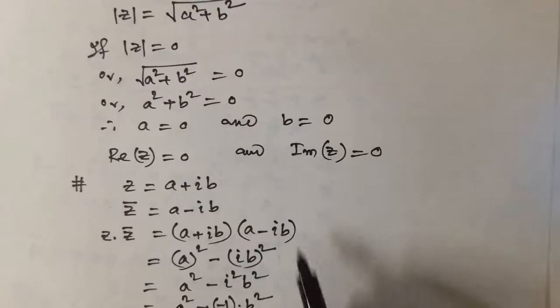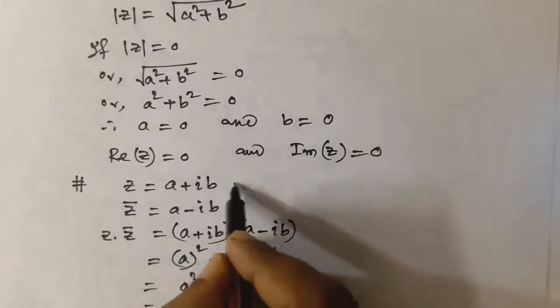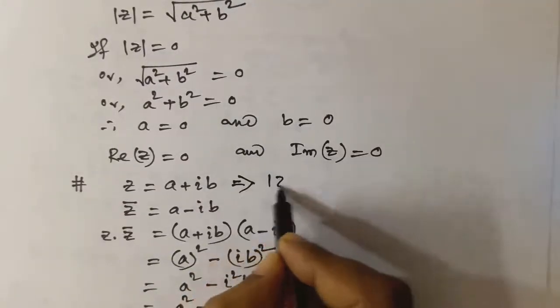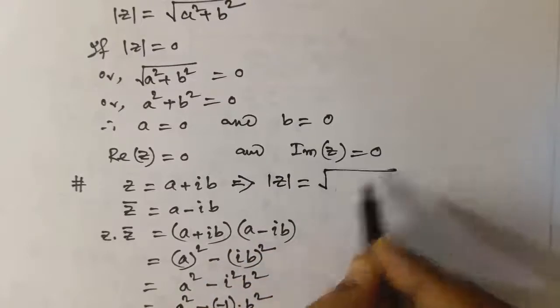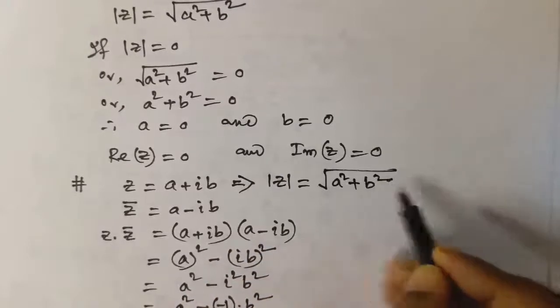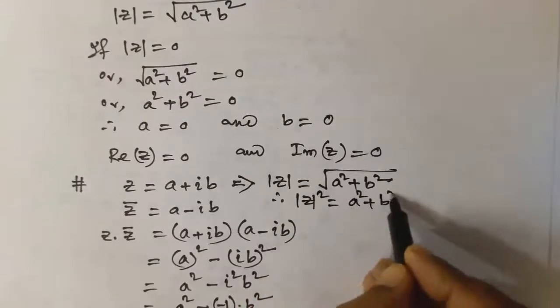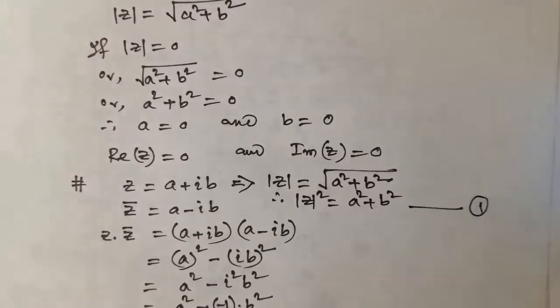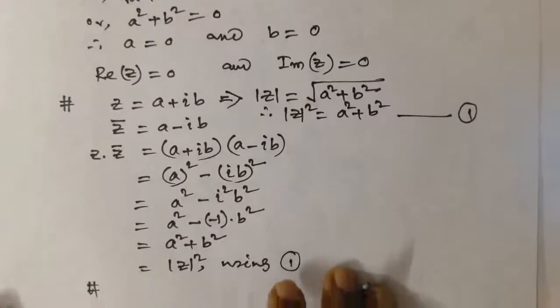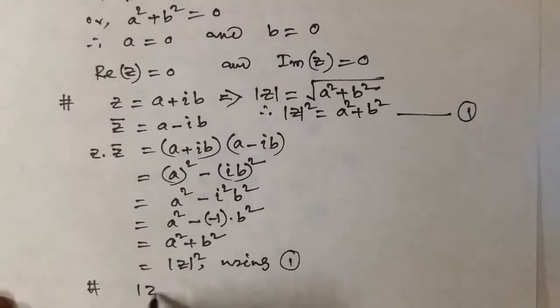Now one thing is, z is equal to a plus ib. So from this one you are getting modulus z is equal to root over a square plus b square. Therefore, mod z square is equal to only a square plus b square. Now replace this one. So you will get a square plus b square is equal to mod z square. So the rule is modulus of z square is equal to z into z bar.